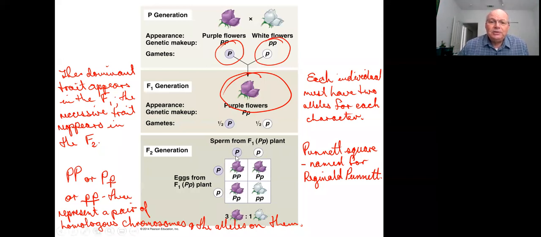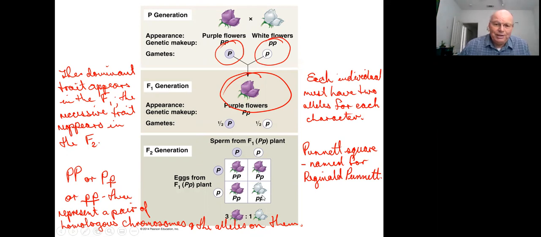So here are the gametes from this parent. There's either going to be a big P gamete or a little p gamete. Here are the gametes from the other parent, either a big P or a little p. Then we get the four possible combinations: two big Ps, a big P, little p, another big P, little p, or two little p's. Now, of course, anything that has two big P's is going to be purple. Anything that has the big P, little p, because purple is dominant, is going to be purple. Anything that is little p is going to show the recessive trait, the white.